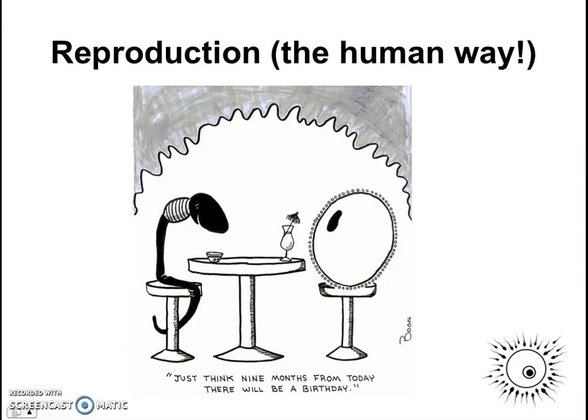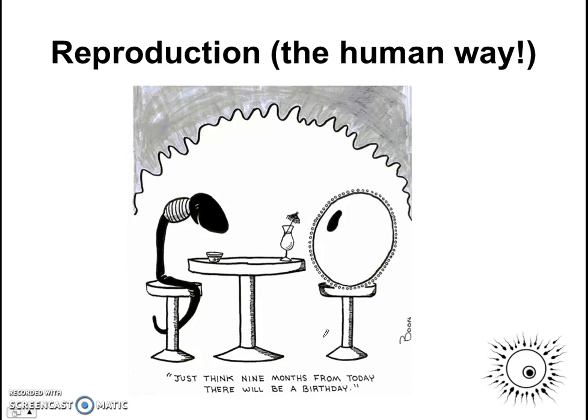Well, hello everyone, and welcome to our topic of reproduction, the human way. Now, we all know the story, right? Sperm meets egg, they fall in love, and 9 months later, you have a baby. Well, of course, we can explain that in a more scientific way using what we've already learned about reproduction.